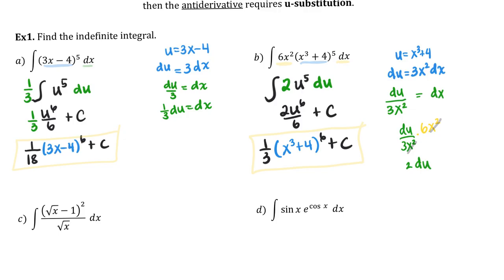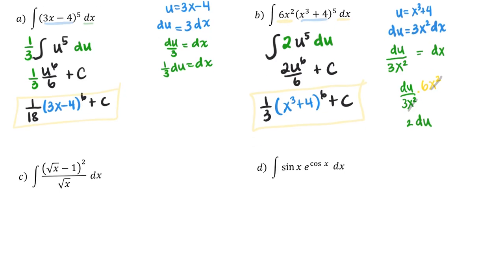Okay, now I'm going to do d first because I think d is a little bit easier. That's the only reason. Okay, integral of sine of x times e to the cosine x. It looks like product rule. There's no product rule for antiderivatives. So I'm looking for a composite function. This is just sine x. This is e to the cosine x. So there's two functions there: there's e and there's cosine x. I'm doing e to the cosine x. So I believe cosine x is my u.